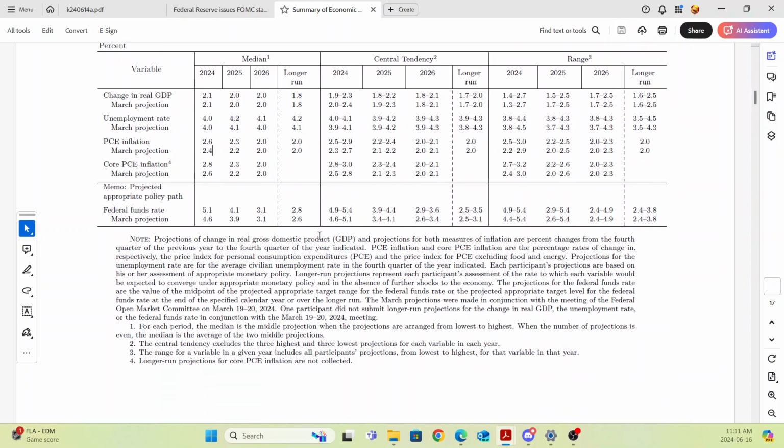However, the main thing the market focused on was the federal funds rate. Did they increase it or not for the longer run? And guess what they did? They just increased it by 20 basis points, stating that they're going to keep it there, but higher than the previous March projection. It is now at 2.8%; the March projection was 2.6%.